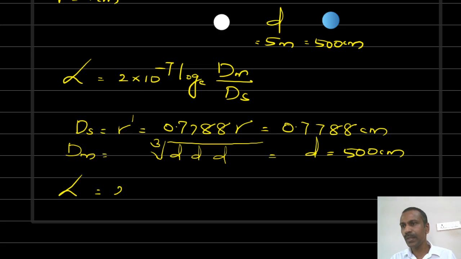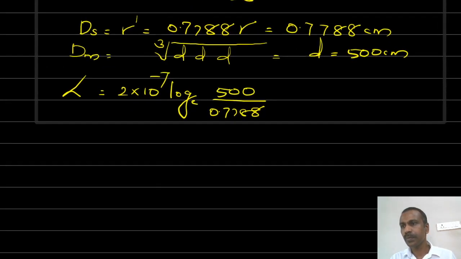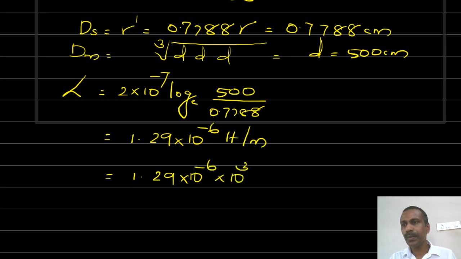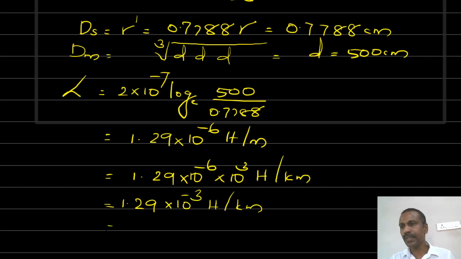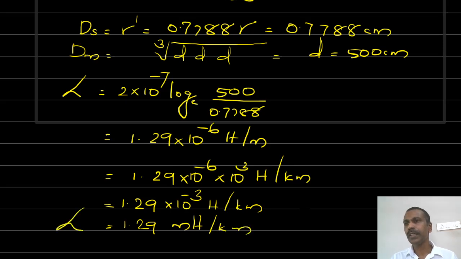So now you can find out the inductance. 2 into 10 raised to minus 7 log Dm by Ds. Dm is equal to 500, by Ds is equal to r dash, which is 0.7788. And this is equal to 1.29 into 10 raised to minus 6 Henry per meter. We have to calculate the inductance per kilometer, so 1.29 into 10 raised to minus 6 into 10 power 3 Henry per kilometer. And this is equal to 1.29 into 10 raised to minus 3 Henry per kilometer, or you can write this as 1.29 millihenry per kilometer. This is our second case.